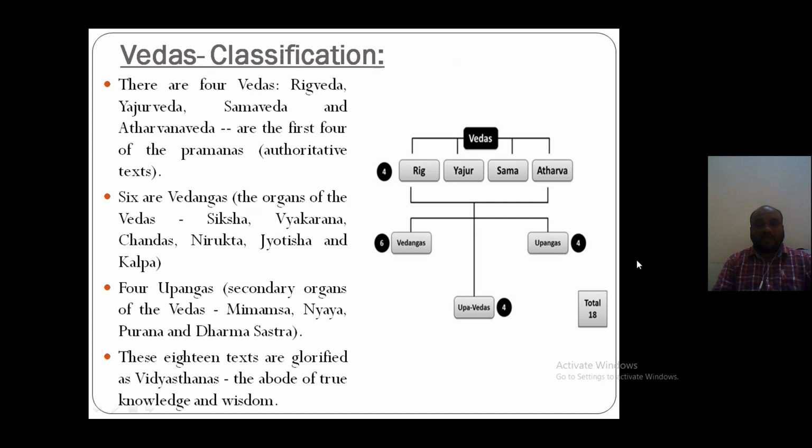And we have four Upangas, represented as secondary organs of the Vedas, consisting of Mimamsa, Nyaya, Purana, and Dharma Shastra. These 18 texts put together are glorified as Vidyasthanas, the abode of true knowledge and wisdom.